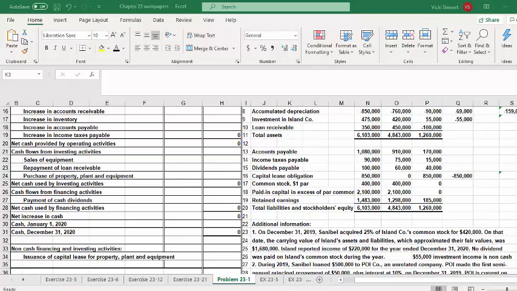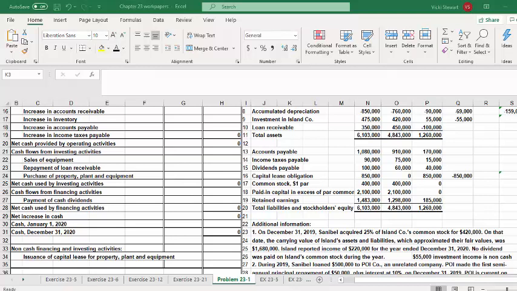cash flows. In number 1, it states that on December 31st, 2019, Sanibel acquired 25% of Island Company's common stock for $420,000. On that date, the carrying value of Island's assets and liabilities, which approximated their fair values, was $1,680,000. Island reported income of $220,000 for the year ended December 31st, 2020, and no dividend was paid on Island's common stock during the year.